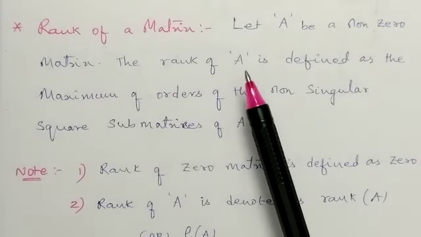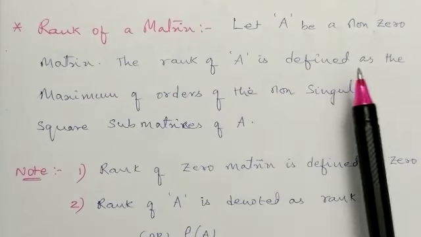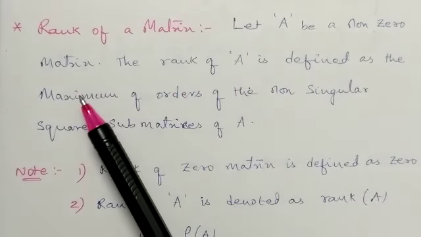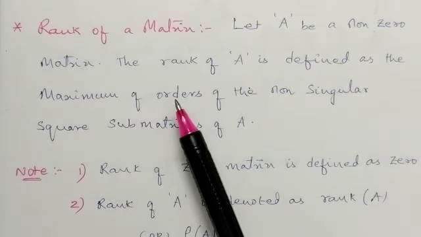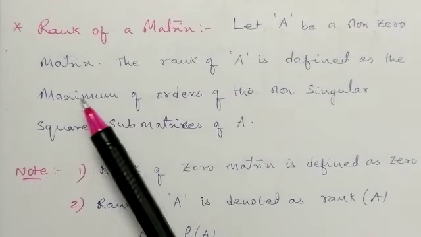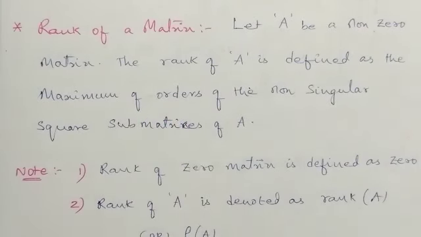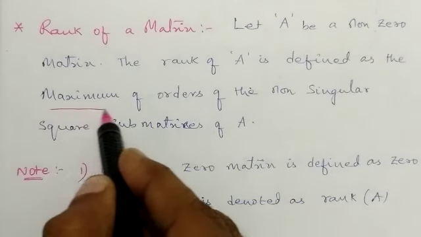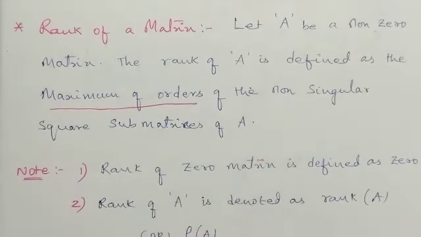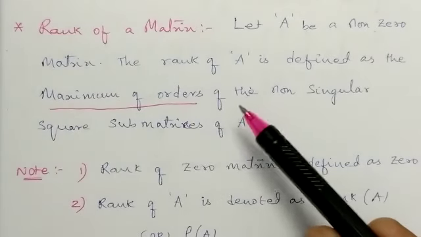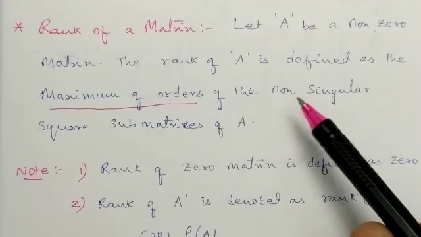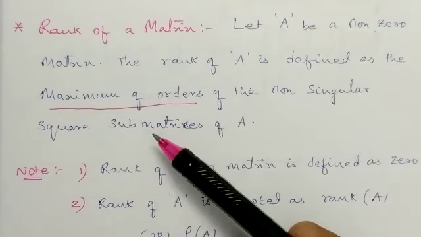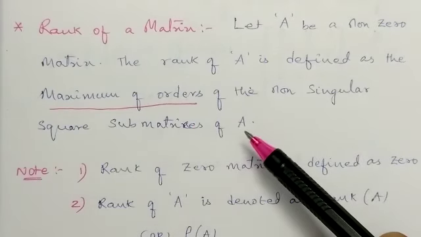The rank of A is defined as maximum of orders. Maximum of orders. This word is very important in the definition of rank. Maximum of orders of the non-singular square submatrices of A.